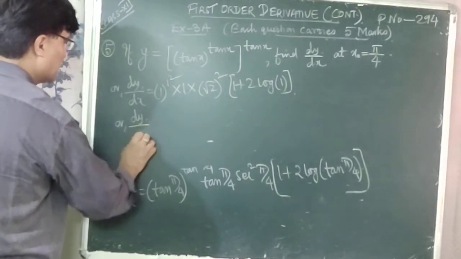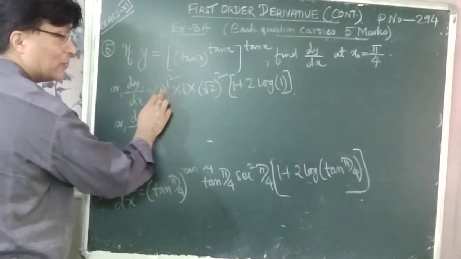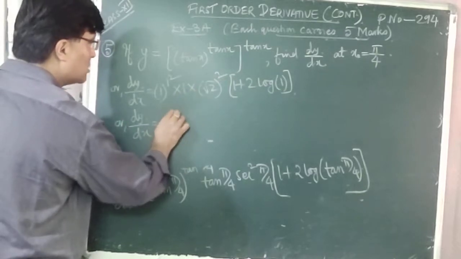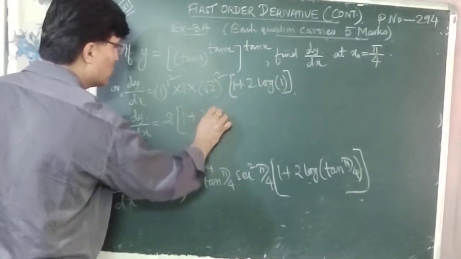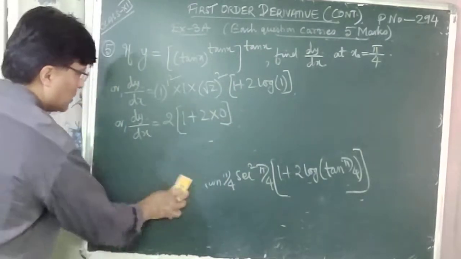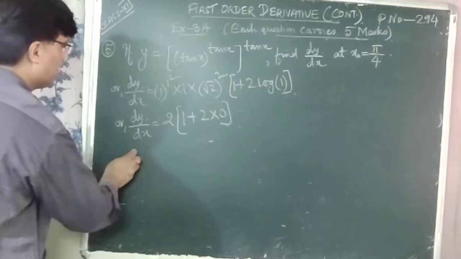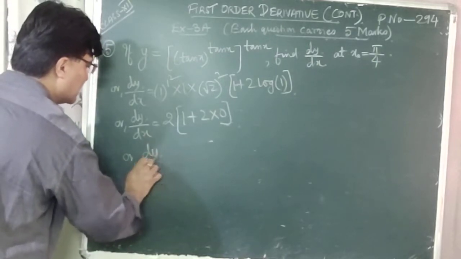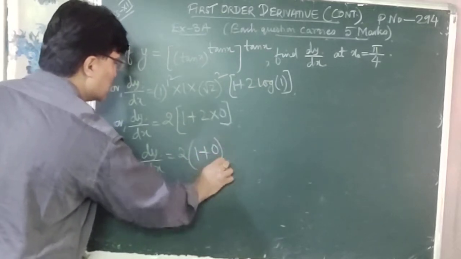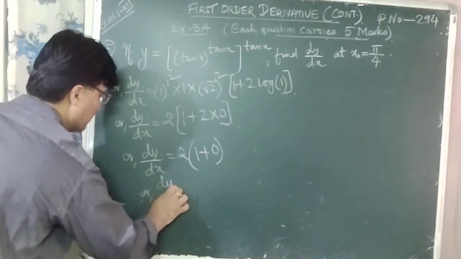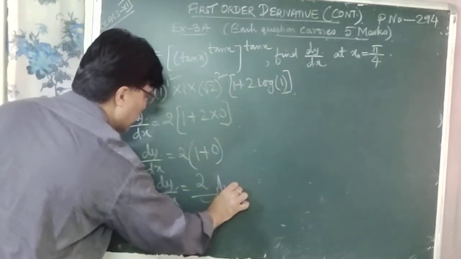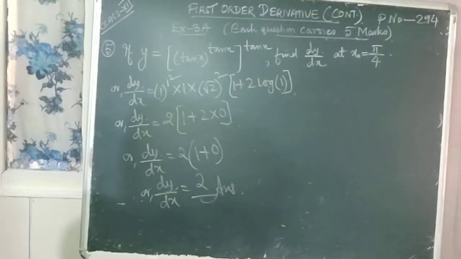Or dy by dx is equal to 1 square is 1, 1 whole to the power 1 is 1, 1 into 1 is 1, and root 2 whole square is 2. And within third bracket, 1 plus 2 into log 1, and log 1 is 0, you know that. What is log 1 here? 0, right? So simplify it, what do we get? Or dy by dx is equal to 2 within bracket, 1 plus 2 into 0 is 0. What is the value for dy by dx now? It is 2. So that is the answer.